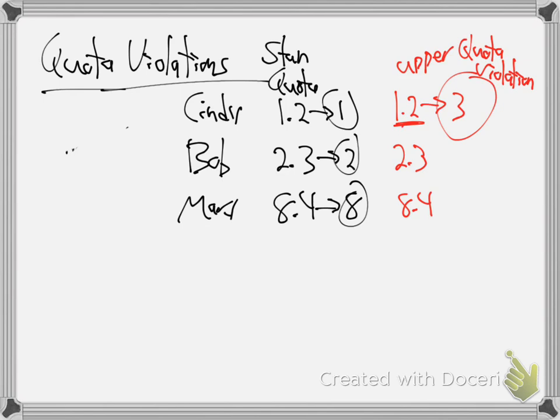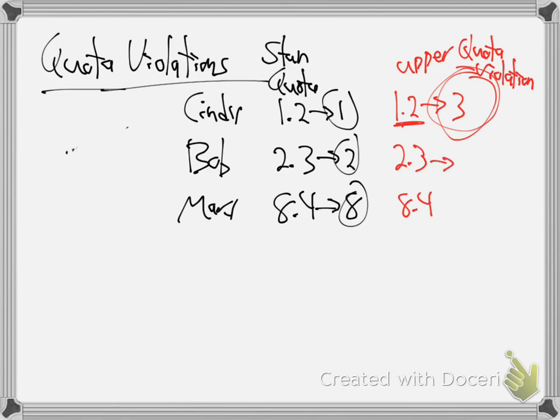But it turns out Jefferson, Adams, Webster, they could kick it up to 3. Well, not all of them. Which ones can do upper quotas? Jefferson and Webster could kick it up to 3. That's an upper quota violation.